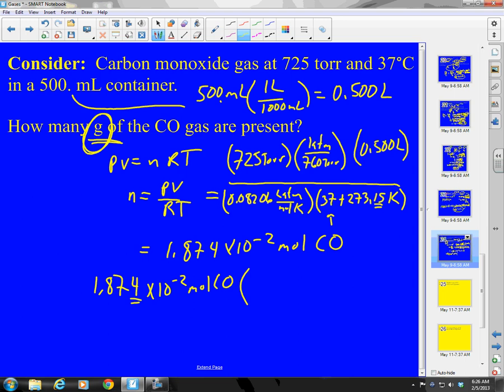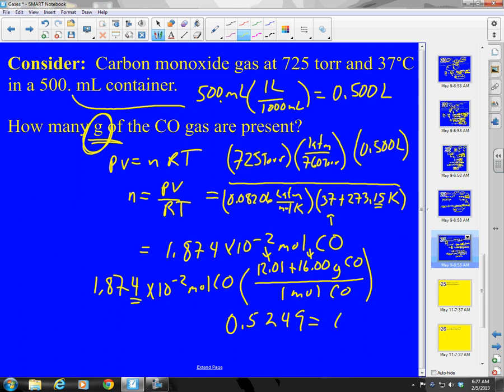Well, I have 12.01 plus 16.00 grams of CO per 1 mole of CO, right? Hey, that's my molar mass of carbon. That's the molar mass of oxygen. Add them together, right? So that is what? That is 28.01. What do I get for my answer? 0.5249. When I round it to my 3 sig figs, I get 0.525 grams of carbon monoxide. Yahoo! There we go. That is the answer.